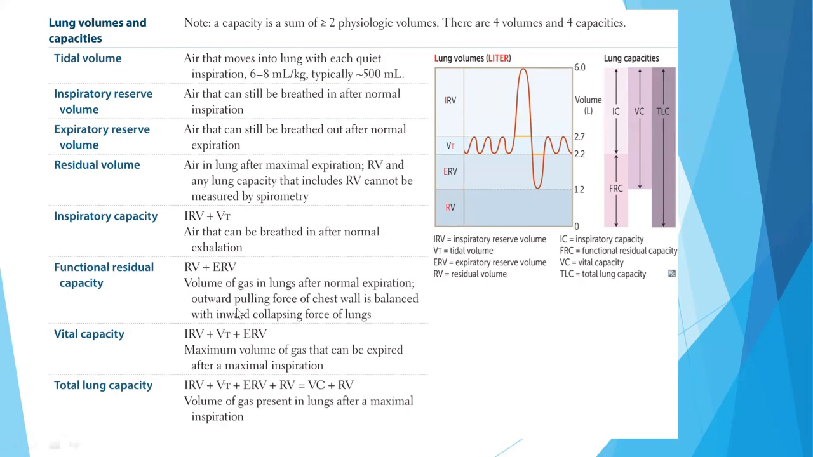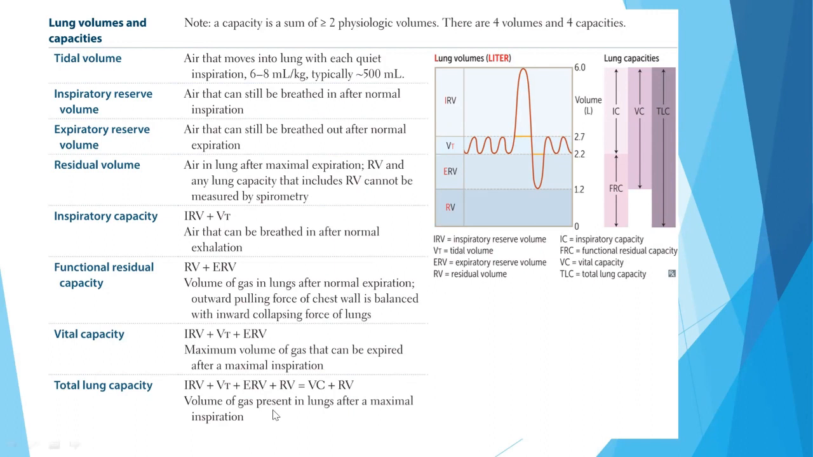The vital capacity is the maximum volume of gas that can be expired after a maximal inspiration. So first you do a maximal inspiration, which is what? Which is the inspiratory capacity, that is the IRV plus VT. And then the maximal expiration, that is the expiratory reserve volume, okay? And that is called the vital capacity of the lung.